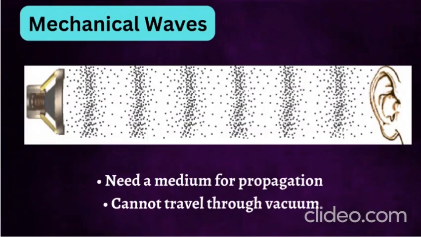With that, let us move towards mechanical waves. Mechanical waves means that these waves need a medium for propagation. ठीक है, उनको कोई medium चाहिए रहता है.